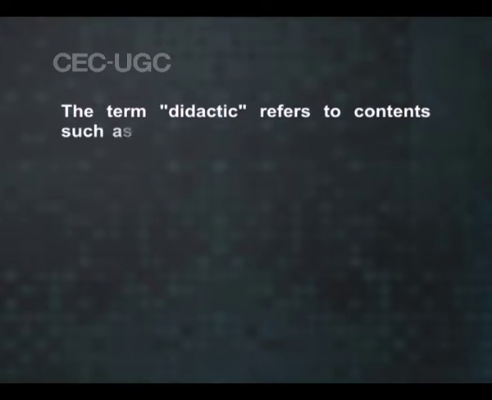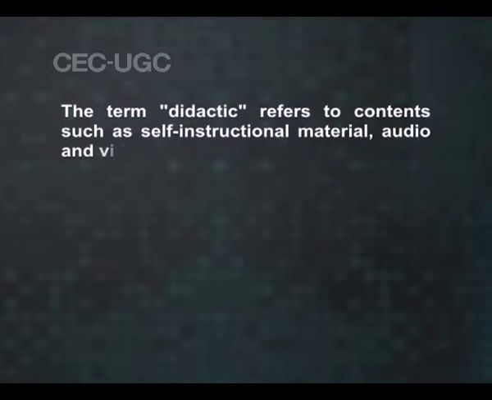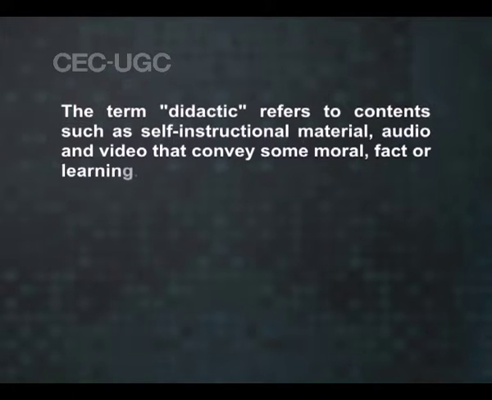E-content is defined as learning material in relation to new media. The acquisition of these contents takes place via 4 different channels: purchase of materials, use of freely available content on the internet, self-production of the material, and exchange of existing material in a network with other institutions of higher education, universities or universities of applied sciences, etc. Nature of e-content. E-content should essentially be didactic in nature. The term didactic refers to content such as self-instructional material, audio and video that convey some moral, fact or learning.